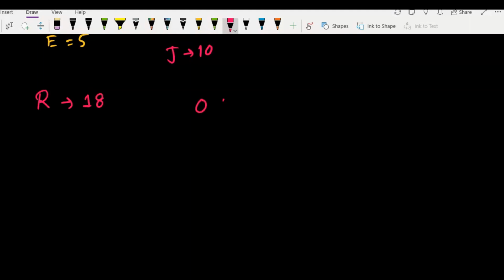So we have O, P, Q, R. O is 15, then P is 16, Q is 17, R is 18. So you can remember this from EJT. But you have to remember this. So you need practice.